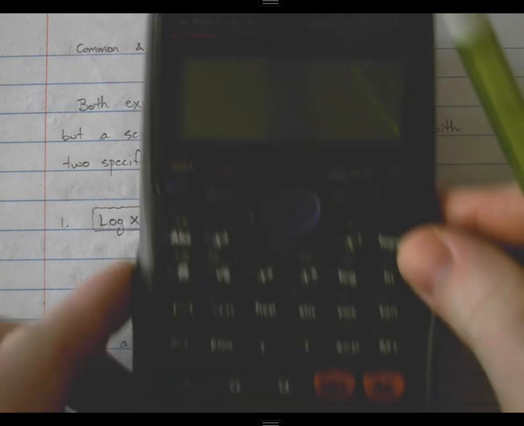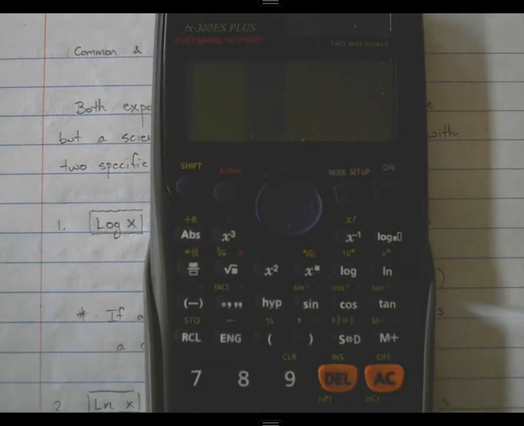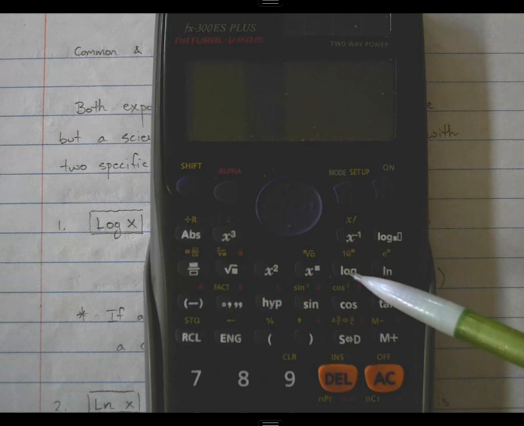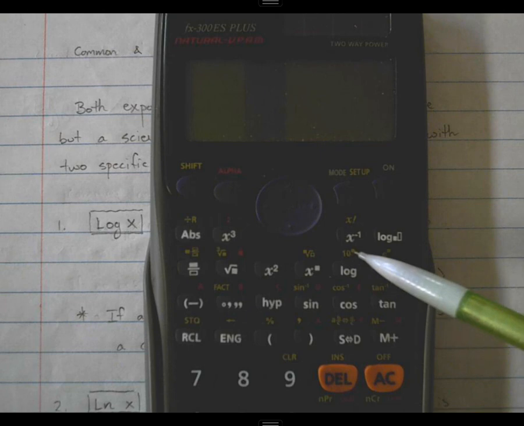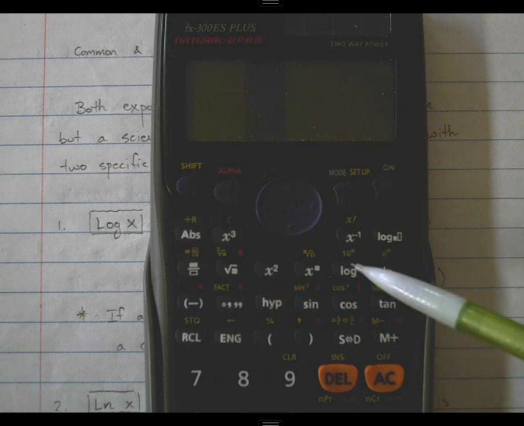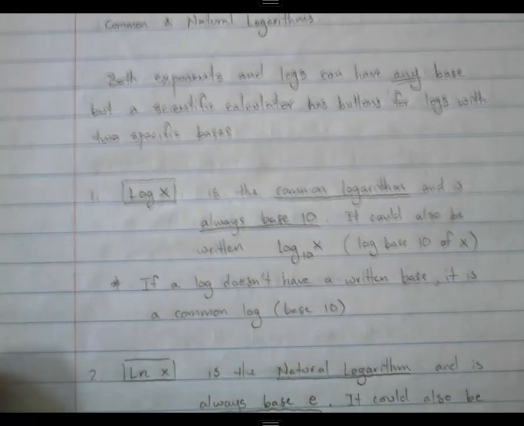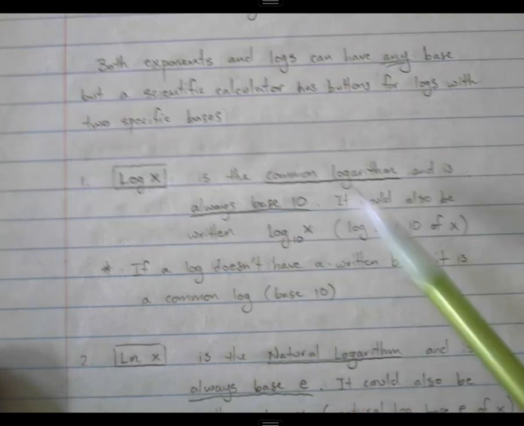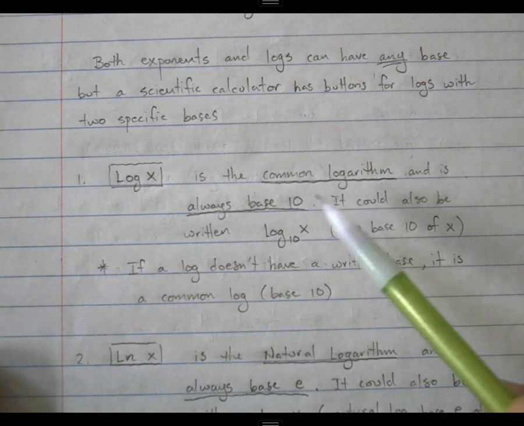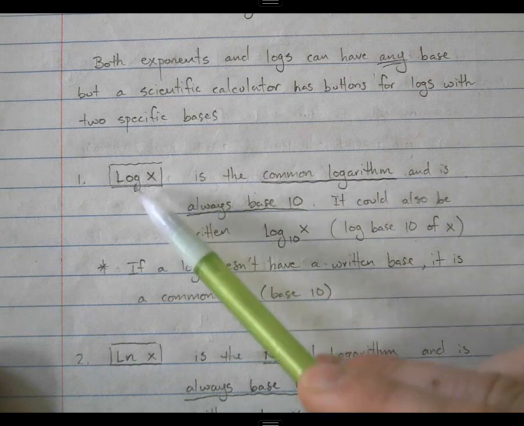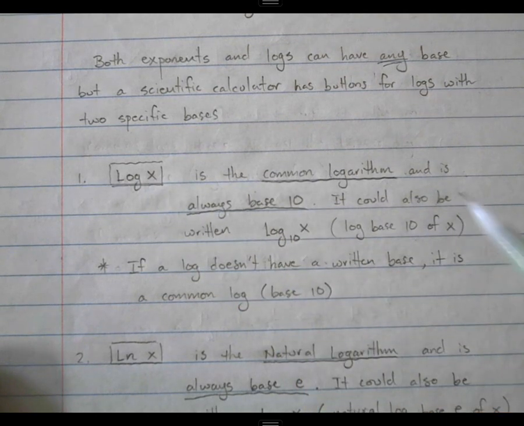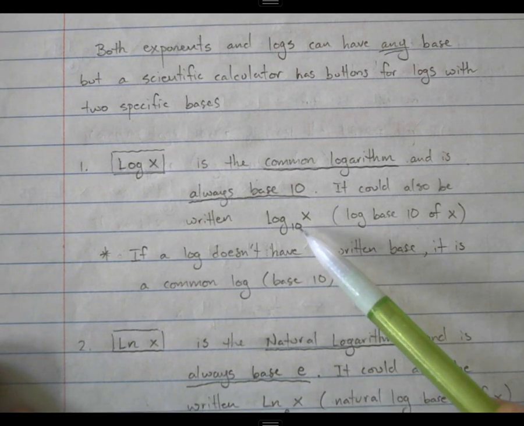If I show you on my calculator right here, you'll see that there's a log button right here. And then notice above it, there's a 10 to the x power. Well, that's because a log is the inverse operation of an exponential function with base 10. This log also has base 10. So whenever you see log x, it's always the common logarithm and is always base 10 because there's not some other base here specified. Could also be written as log base 10 of x.